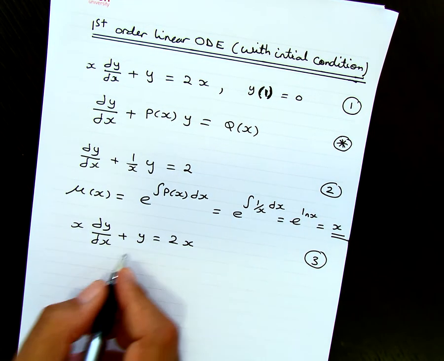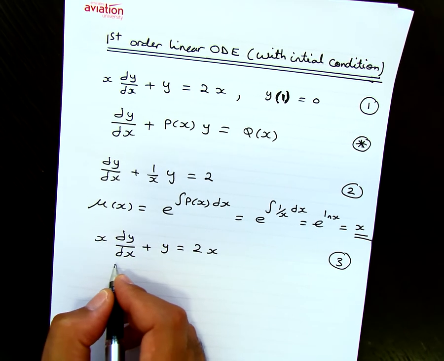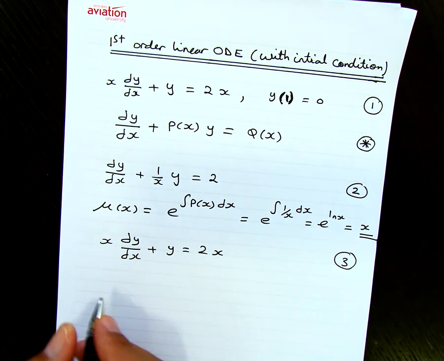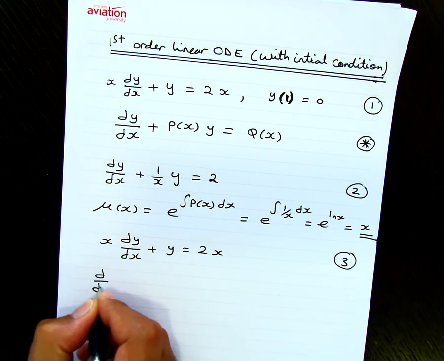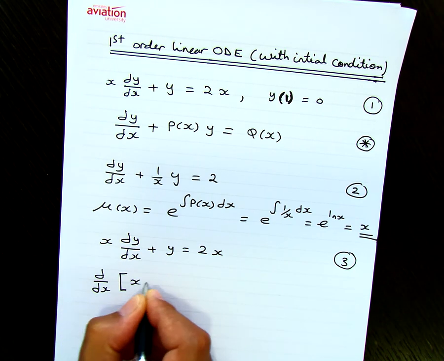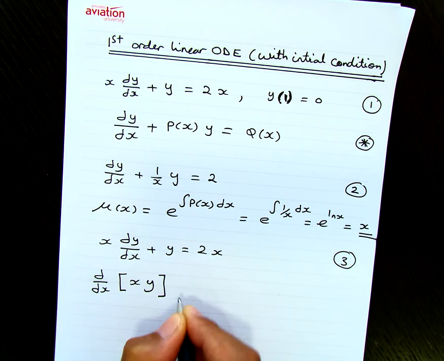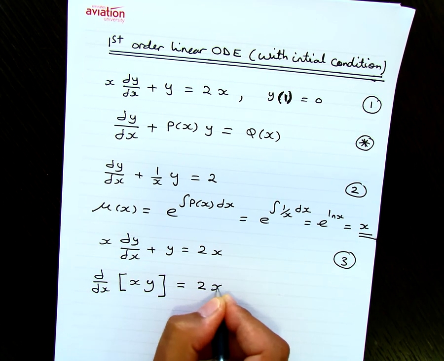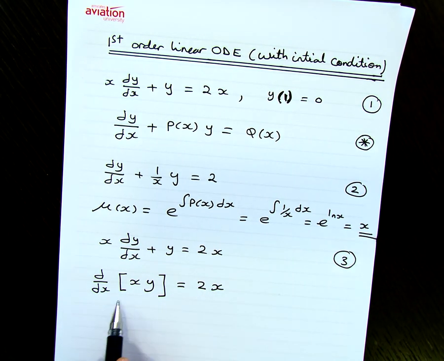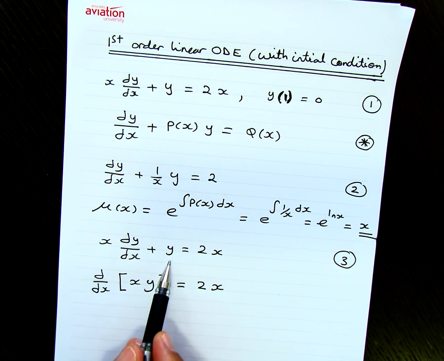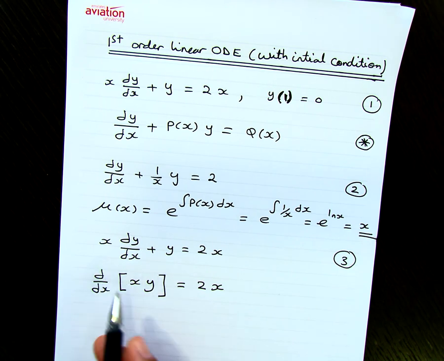So if you look at the left hand side of equation 3, it is really an exact form because this is simply d by dx of x times y, and on the right hand side equal to 2x. Now if you differentiate xy using the product rule, you will get back to the left hand side here. Hence we rewrote that left hand side expression in this form.